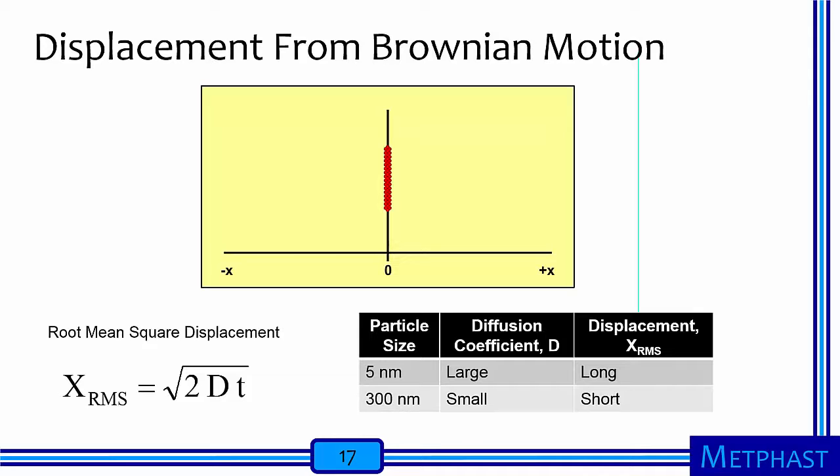Brownian motion causes particles to be displaced. Consider, for example, if we line up a bunch of particles at time 0 and then allow them to randomly jitter. After some time, these particles become displaced away from the center, randomly moving in any direction.